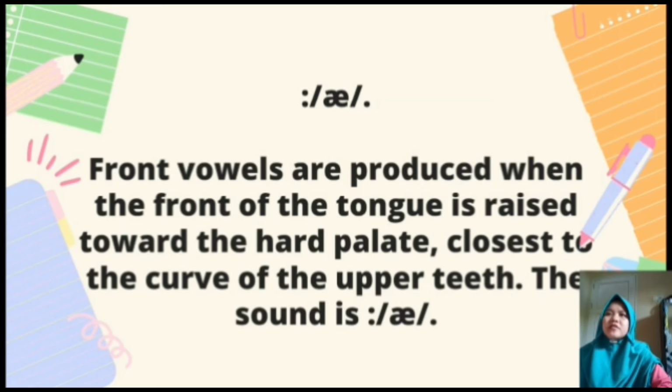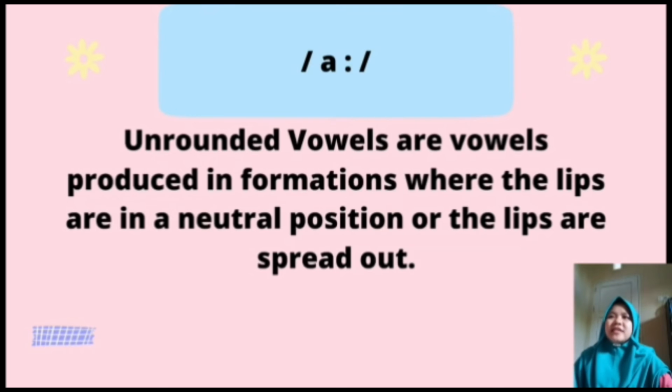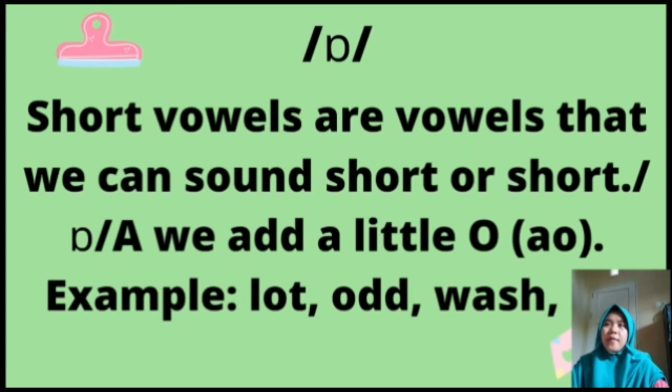Front vowels are produced when the front of the tongue is raised toward the hard palate, closest to the curve of the upper teeth. The sound is ah. Unrounded vowels are vowels produced in a formation where the lips are in a neutral position or the lips are spread out. O. Short vowels are vowels that we can sound short.